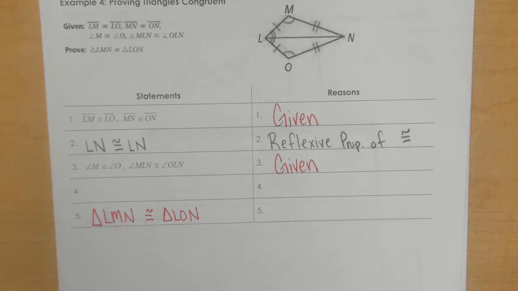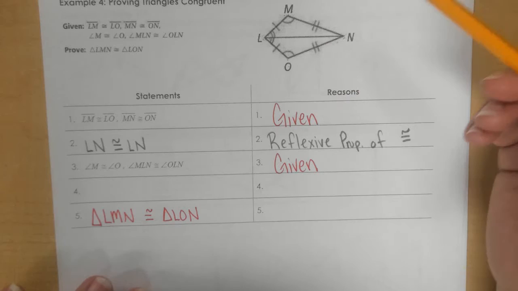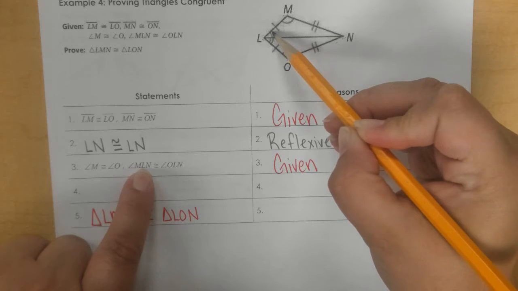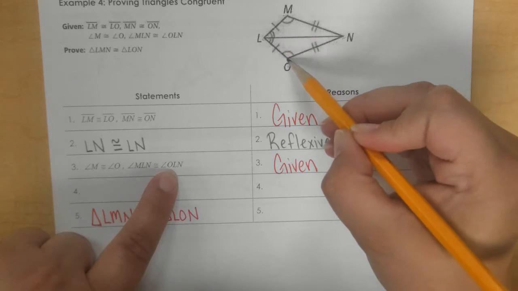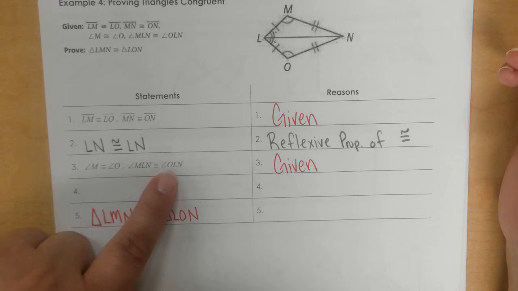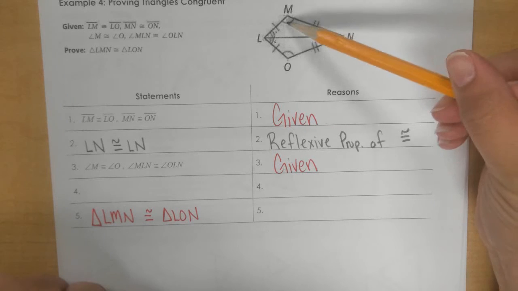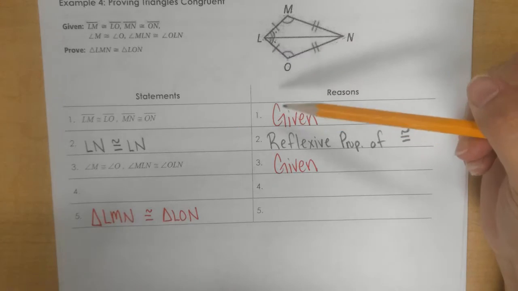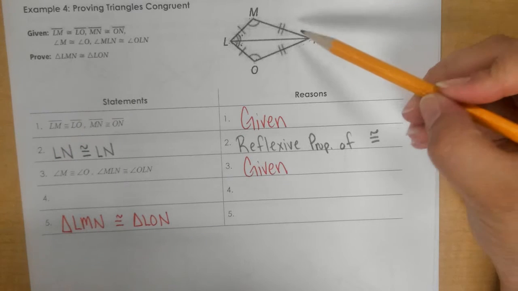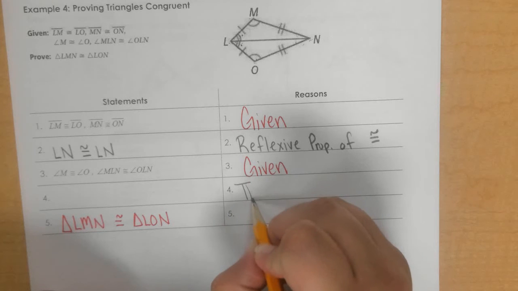Then we are given some angles. We're given that angle M and angle O are congruent. We are also given that angle MLN, so this angle here, and angle OLN, so this angle here, these two angles are congruent, which is true. Now, if we know that these two and these two are congruent, we can conclude by the third angles theorem that these two are congruent. So we know we're going to use the third angle theorem.